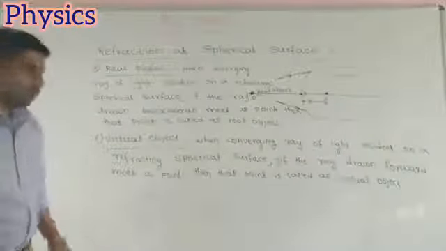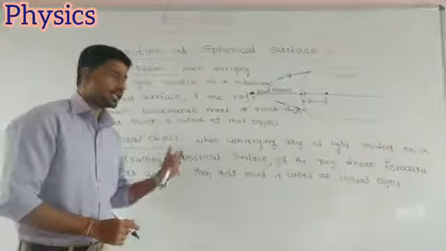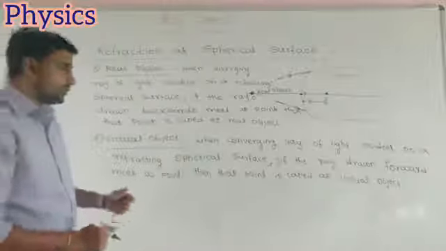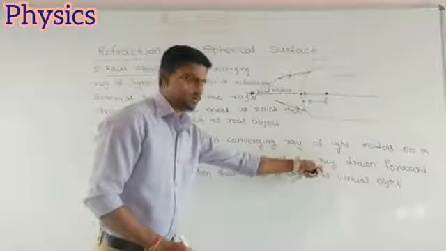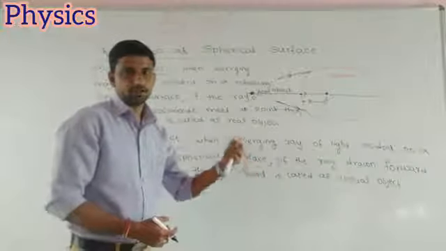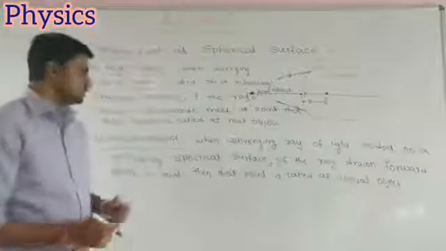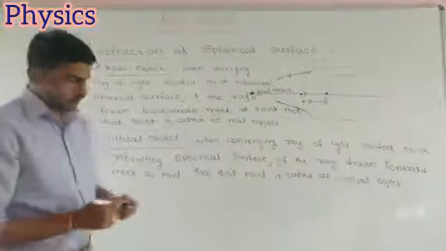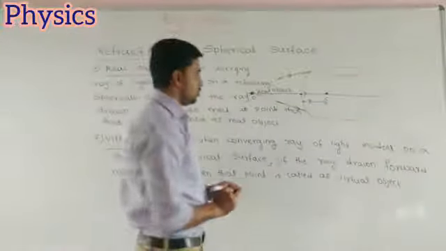Here we are going to incident a converging ray of light. When we incident a converging ray of light, if we draw the ray forward, then it will meet somewhere at a point. Then that point is called as a virtual object. Now see how to draw the virtual object in this case.